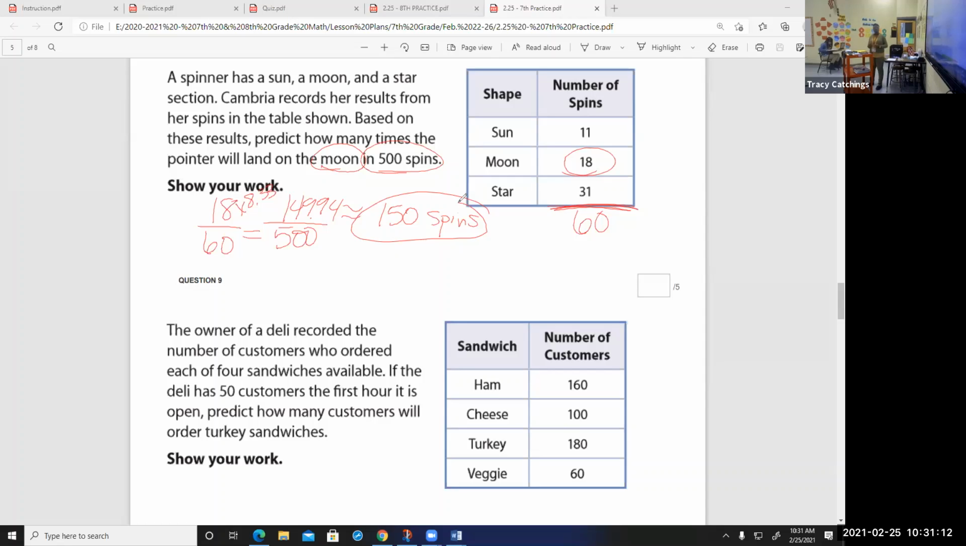Number 9 reads: the owner of the deli recorded the number of customers who ordered each of the 4 sandwiches. If the deli has 500 customers in the first hour it is open, predict how many customers will order turkey. Let's get our total in that table. I hear 500. Turkey had 180, so that's 180 out of 500. What if they tell us our new denominator is 50? Good job. 500 divided by 50 is 10. Divide 180 by 10, so then we have 18 turkey sandwiches.